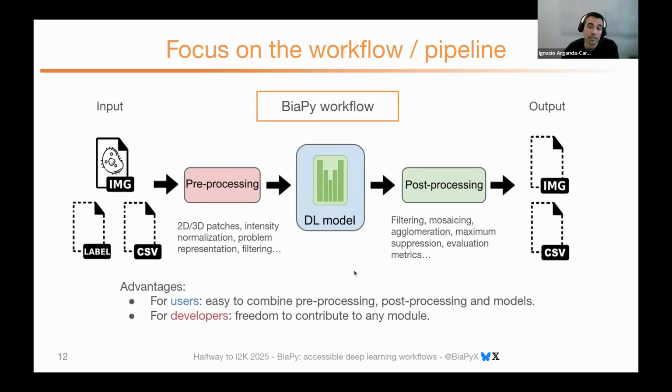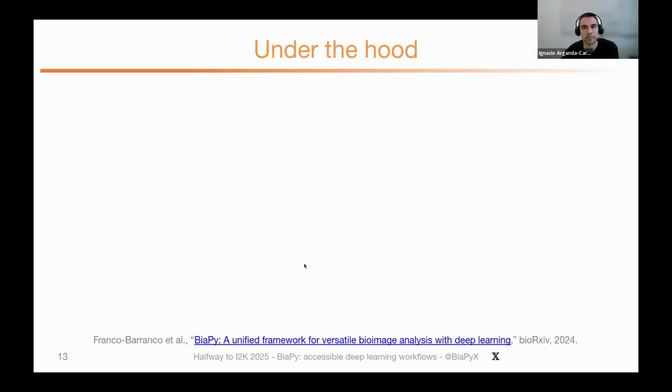And we did it this way because, on the one hand, we think that for users, it's very easy to just change some of the parameters of the workflow and then combine different pre-processing and post-processing methods or models. And also for the developers, it's quite straightforward to just go and contribute to any of these modules. They don't have to contribute a full workflow. They can just decide to add a new model or a new pre-processing method, etc.